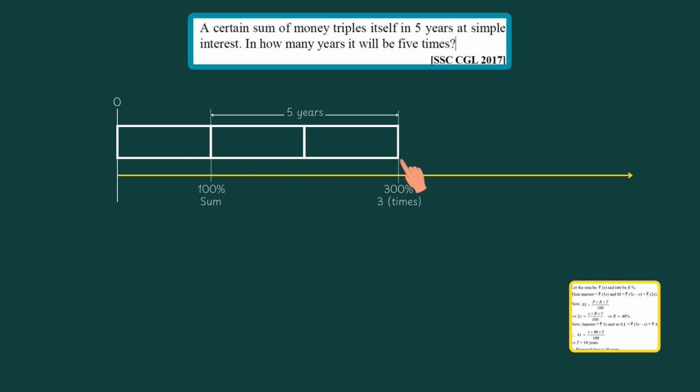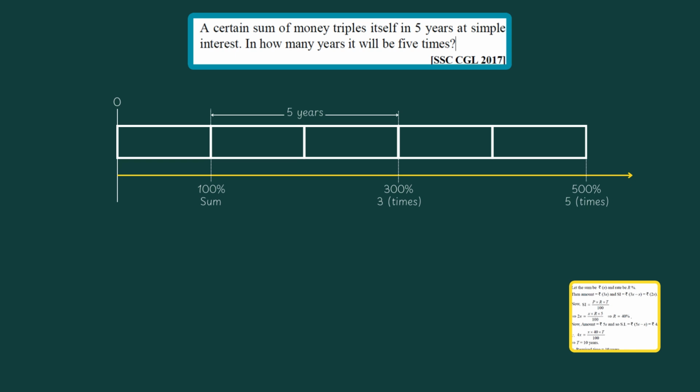Next, the question asks, in how many years will the sum of money be 5 times? So, let's extend the bar even further to show that the sum will become 5 times the principal. Now, let's focus on the time. We know that in 5 years, the sum became 3 times the principal. And we need to find how much time is needed for it to become 5 times.